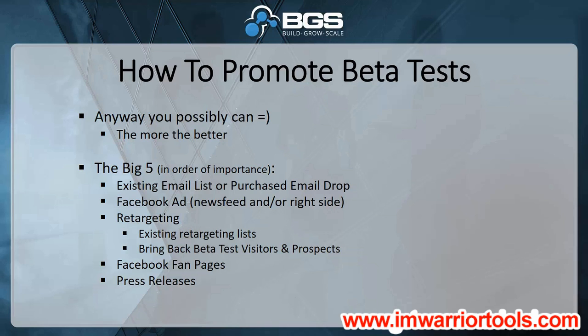The number one way we promote a beta test is to our existing email list or purchased email drop. So if we're launching a new product, we can email our existing customers who've bought other products from us, and we can obviously mail our prospect list, hoping to try to convert them from a prospect into a customer. It's by far the most effective and easiest way to start launching a beta test. This is obviously the biggest way you can launch an Amazon product the quickest, okay? Because you already have an email list once you've had one.